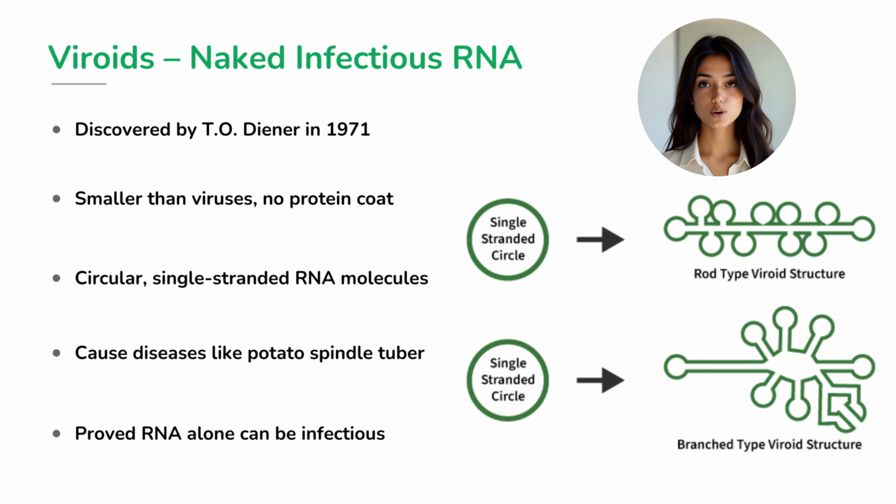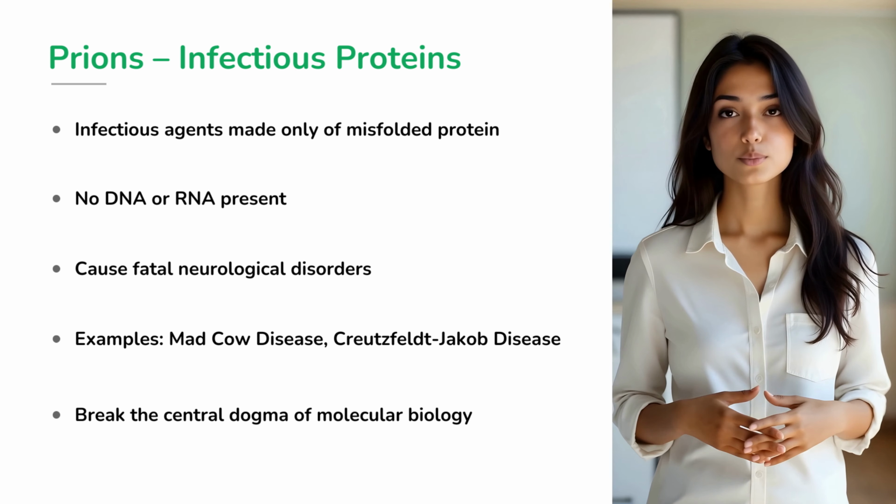In 1971, Theo Diener discovered a new infectious agent even smaller than viruses called a viroid. Viroids are circular, single-stranded RNA molecules that lack a protein coat. They were first identified as the cause of potato spindle tuber disease. Viroid RNA has a low molecular weight but is infectious, replicating independently within plant cells. This discovery proved that proteins aren't always essential for infection.